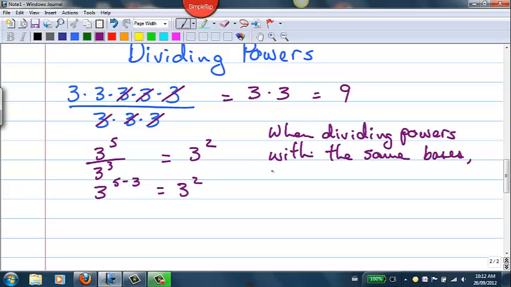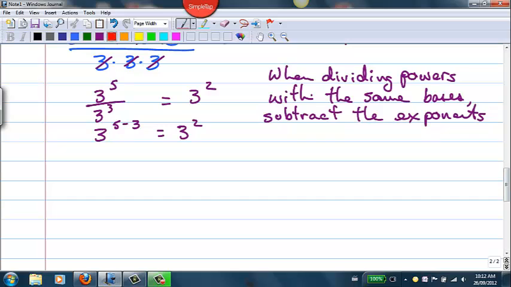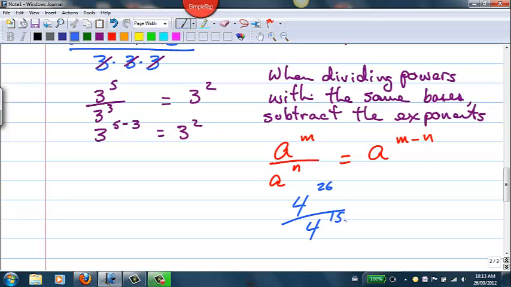So as long as the bases are the same, and as long as I guess the base isn't 0, you can subtract the exponents. So a to the m over a to the n is equal to a to the m minus n. 4 to the 26 over 4 to the 15 equals 4 to the 26 minus 15, or 4 to the 11. Big number, by the way.